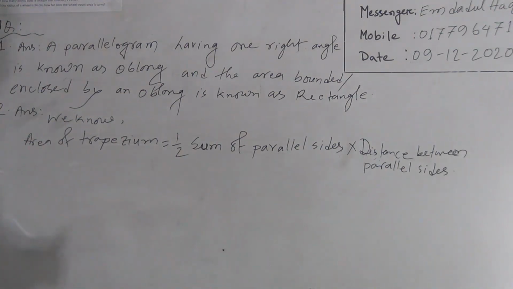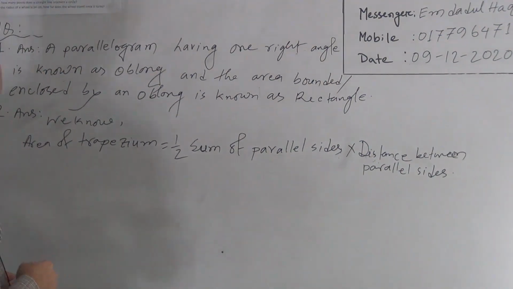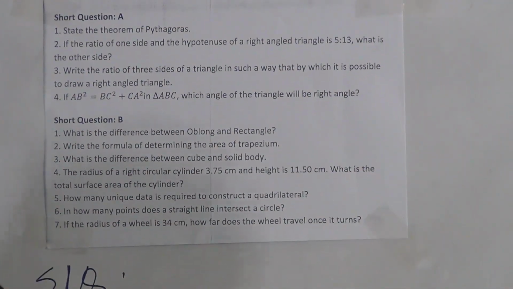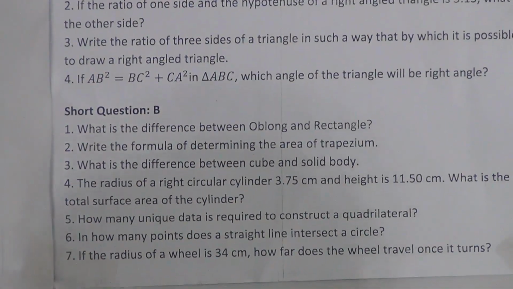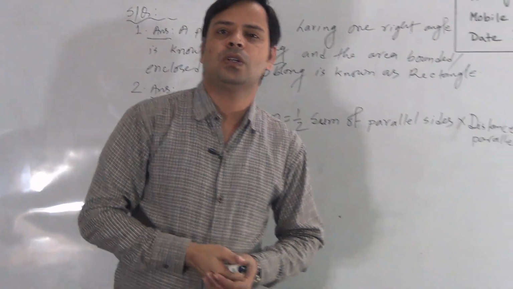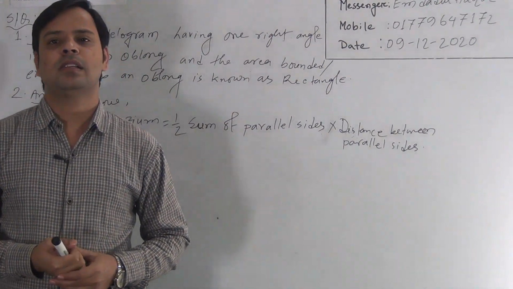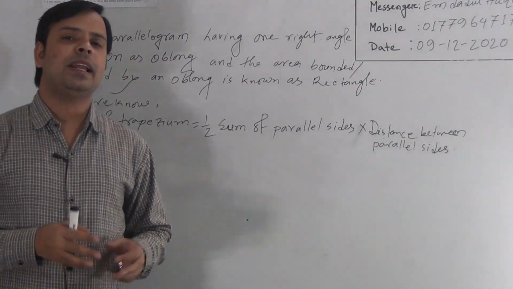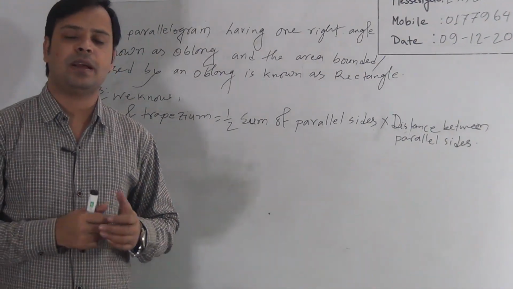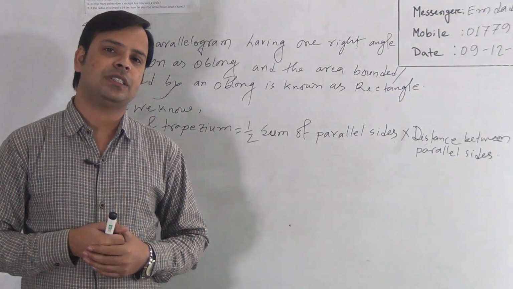Now question 3. What is question 3? What is the difference between cube and solid body? We have to write the difference between cube and solid body. Dear students, you know cube. Any object which has 3 dimensions, length, breadth and height, is known as solid body.